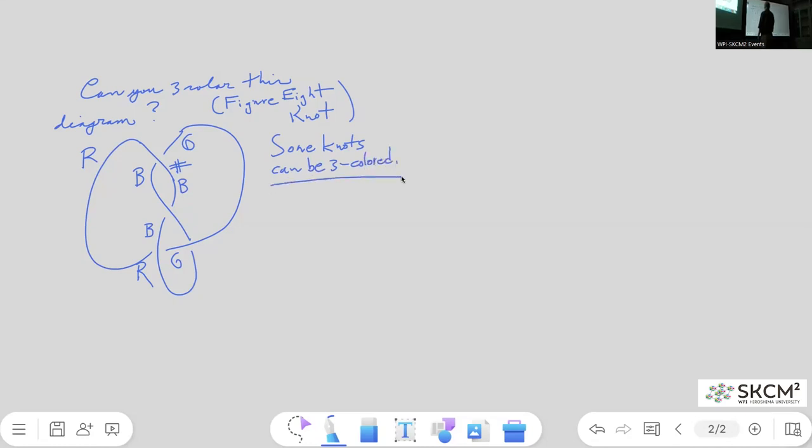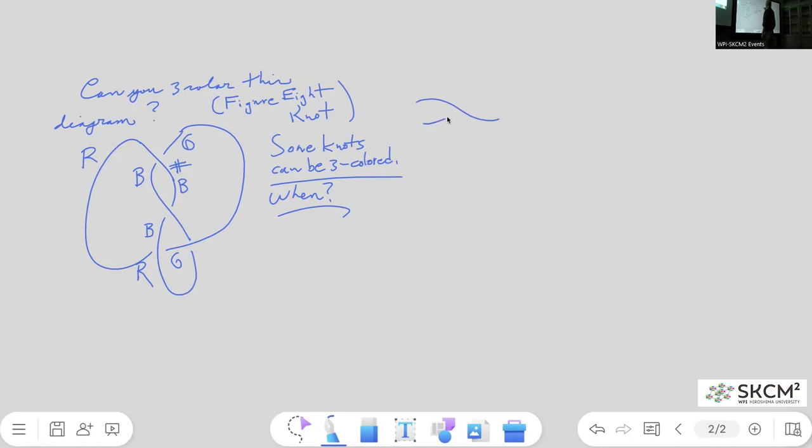But that leads to the question, when? And in order to answer that, we need to generalize what we're doing so that we understand it better. But obviously, you can ask the question, when can I three color something? And even at this level, without knowing more, we can see some things.